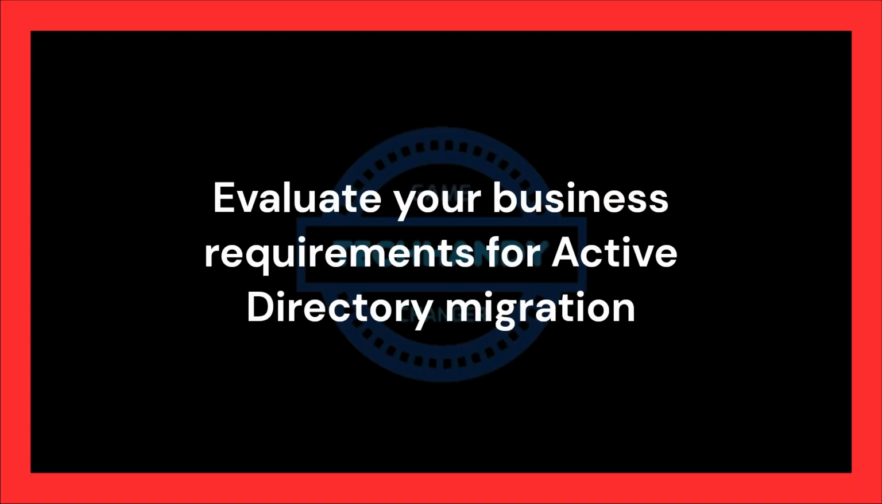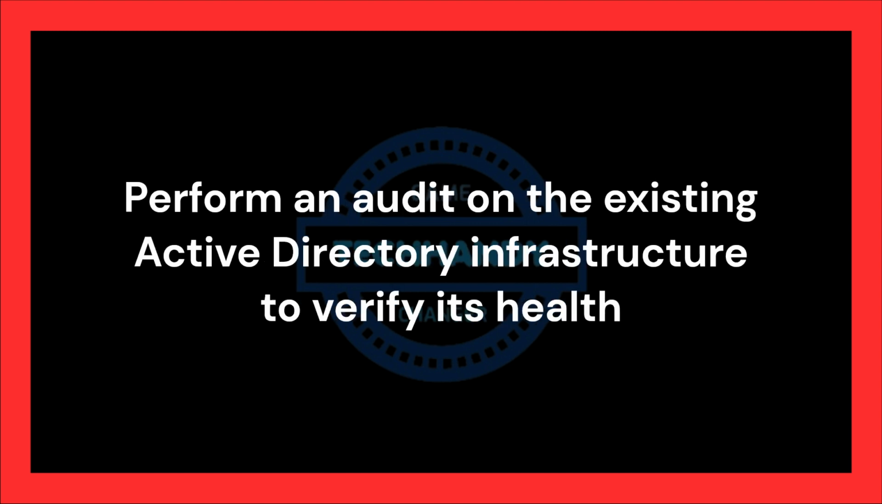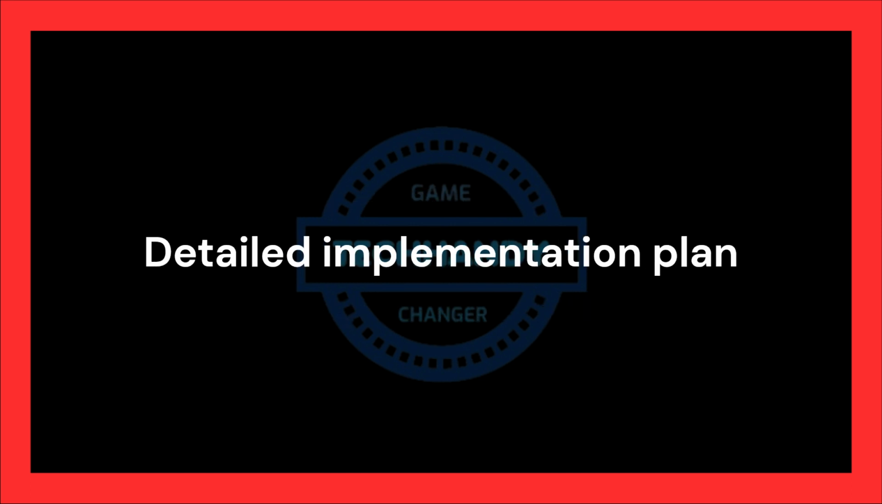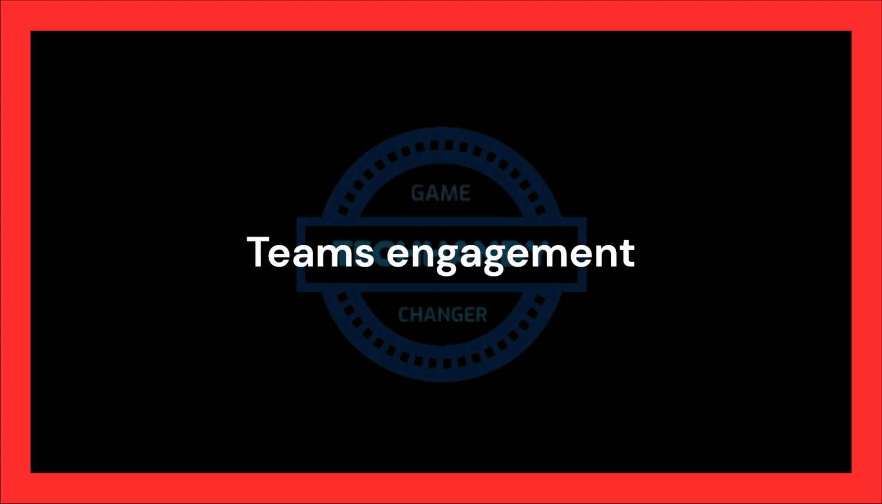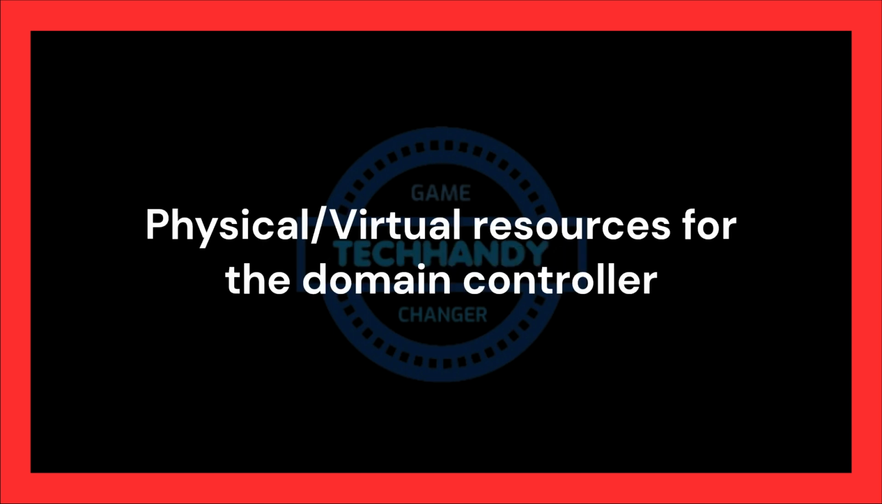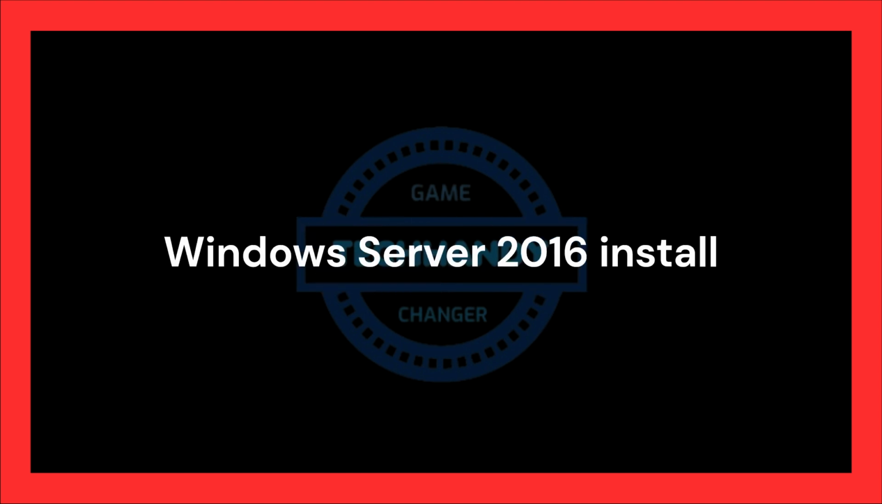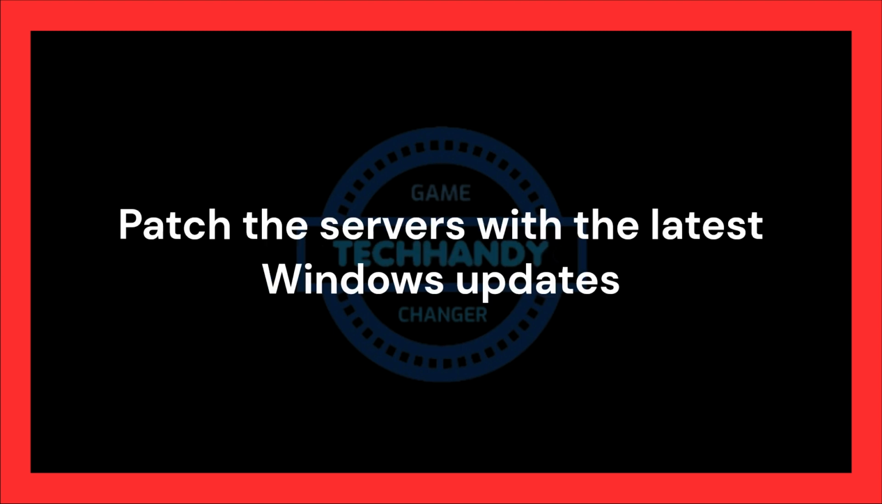Evaluate your business requirements for Active Directory migration. Perform an audit on the existing Active Directory infrastructure to verify its health. The detailed implementation plan is required. Engage teams as per project requirements. As per plan requirements, prepare the physical or virtual resources for the domain controller. Install Windows Server 2016 Standard or Datacenter, according to business need. Patch the servers with the latest Windows updates.